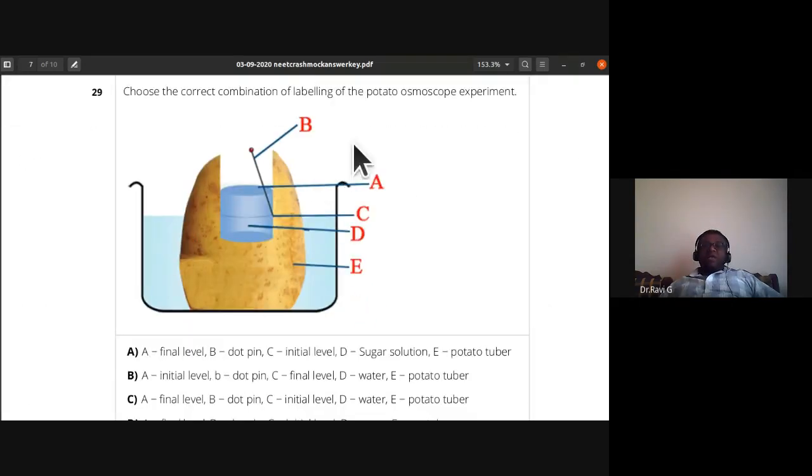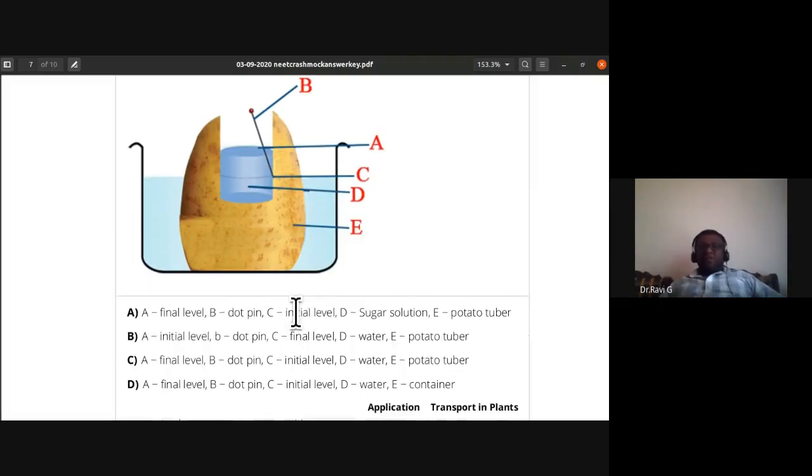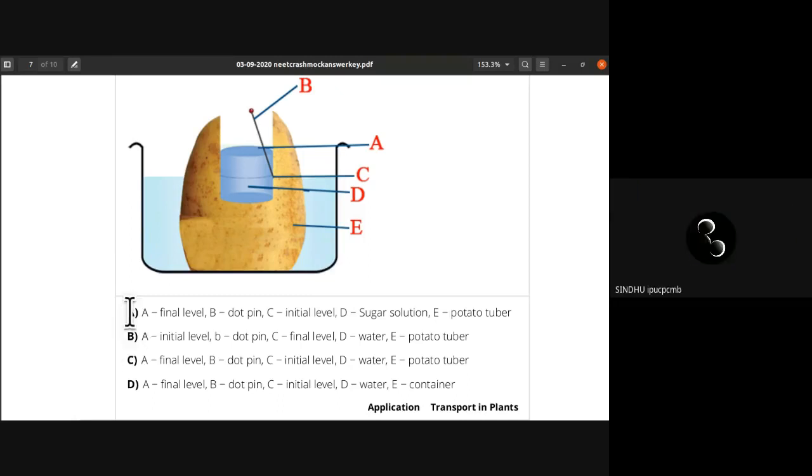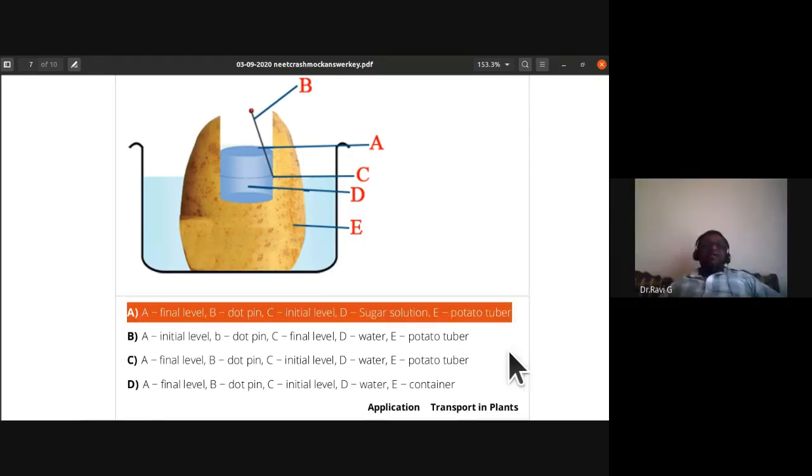Now choose the correct combination of labeling of the potato osmoscope experiment. So what is the correct labeling? A is the final level, B is the dot pin, C is the initial level, D is sugar solution, E is potato tuber. So which of them has this correct combination? Option A is the correct one.